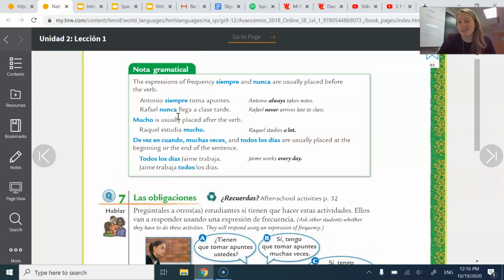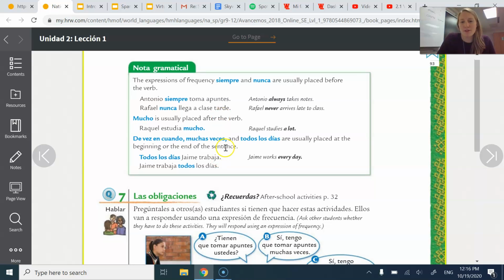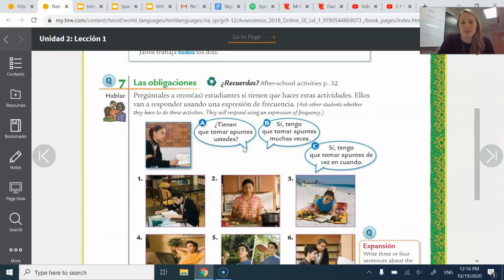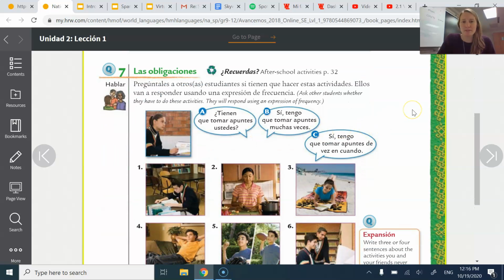Mucho is usually placed after the verb. So Raquel estudia mucho. Raquel studies a lot. De vez en cuando, muchas veces, and todos los días are usually placed at the beginning or end of a sentence. So for example, todos los días Jaime trabaja. Or Jaime trabaja todos los días. You see it's interchangeable. So either the beginning or the end. So that'll be important as we do actividad número 7.